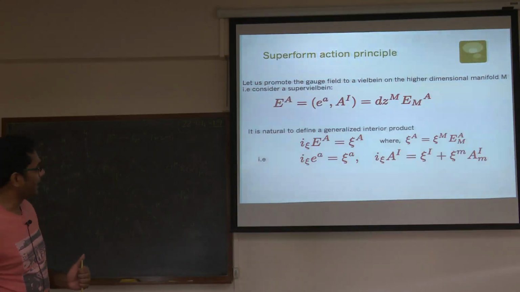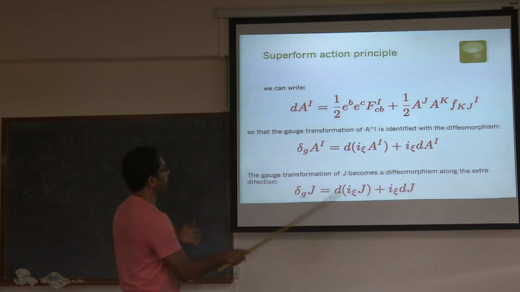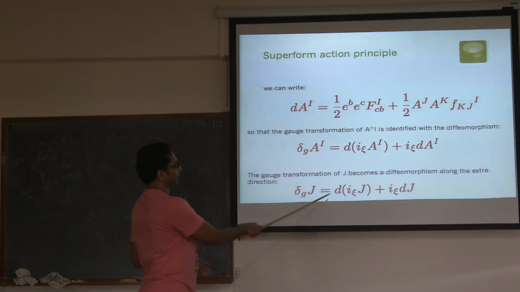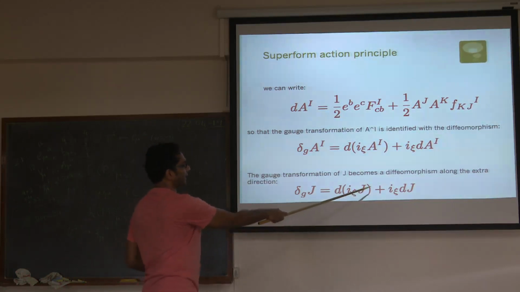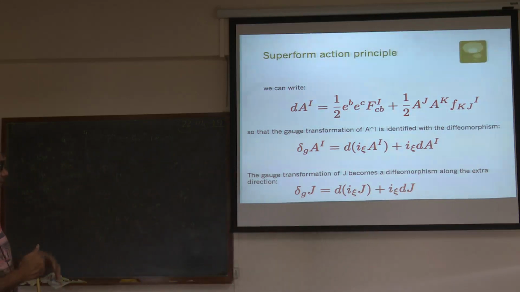To show that this is gauge invariant, you need to know that the gauge transformation of the super form can also be written as an exterior derivative of the interior product of J and the interior product of the exterior derivative of J. So this gauge transformation of J is also a diffeomorphism along the additional direction. The gauge invariance of J basically boils down to showing that dJ is equal to 0. If I want to check that the integral of J over the space-time manifold is gauge invariant, I only need to show that dJ is equal to 0.